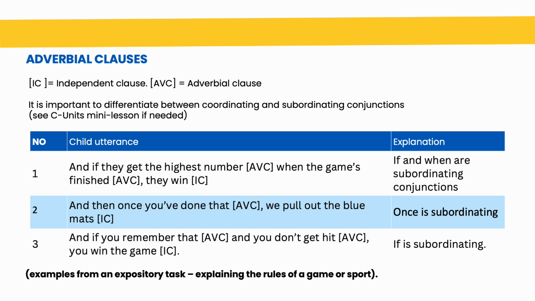is finished, they win. Number 2, and then once you've done that, we pull out the blue mats. So we pull out the blue mats is the independent clause. Once you've done that, it starts with the subordinating conjunction once. So that is the adverbial clause. And number 3, if you remember that and you don't get hit, you win the game. So you win the game is the independent clause. And if you remember that and if you don't get hit, we have 2 adverbial clauses.